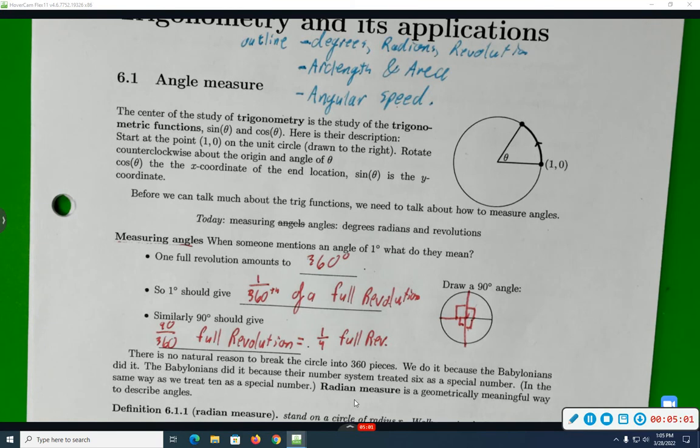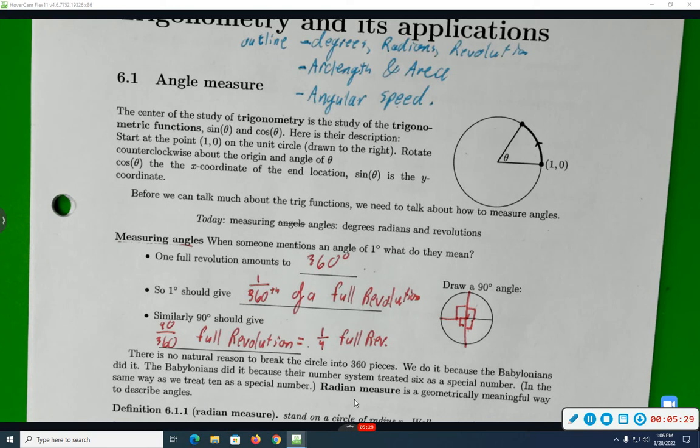You know how to measure angles in degrees. But there's like a weird choice in it. Like, why should 1 degree be 1/360th of a full revolution? Why are you breaking a circle up into 360 equal parts? And the truth is there's no good reason to. Any number would do just as well. The reason we do it is because the Babylonians did it. The reason the Babylonians did it is because they liked the number 6.